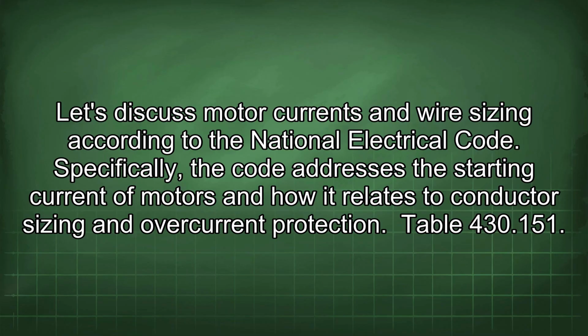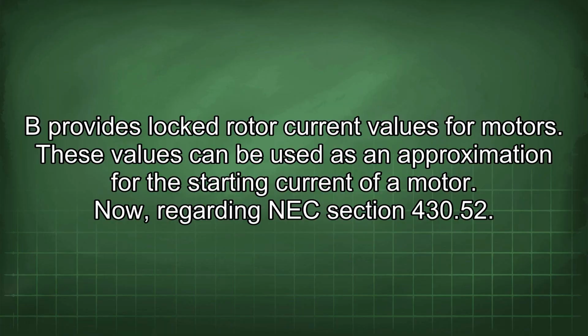Let's discuss motor currents and wire sizing according to the National Electrical Code. Specifically, the code addresses the starting current of motors and how it relates to conductor sizing and overcurrent protection. Table 430.151(B) provides locked rotor current values for motors. These values can be used as an approximation for the starting current of a motor.